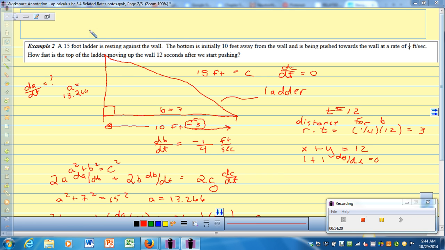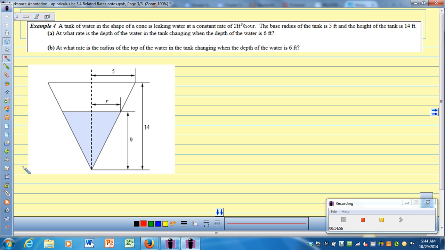Okay, one more, and then you get work time and practice time. All right. It's a favorite. So here we have a tank of water in the shape of a cone leaking water at a constant rate of 2 feet cubed per hour. What did they just give me? Rate of volume. So they gave me dV/dt. And what does that equal?